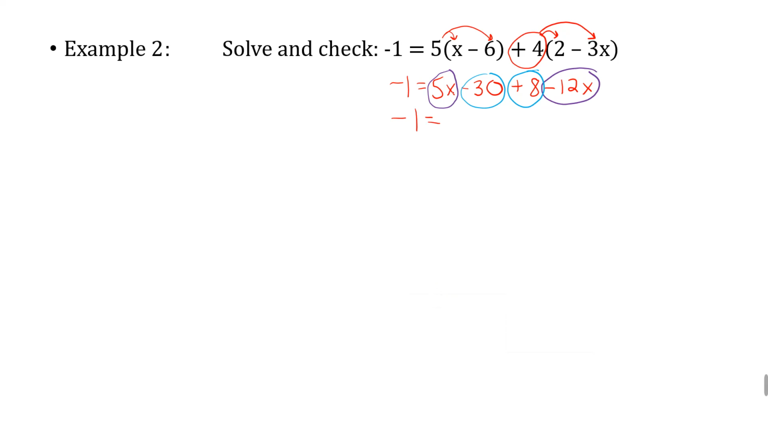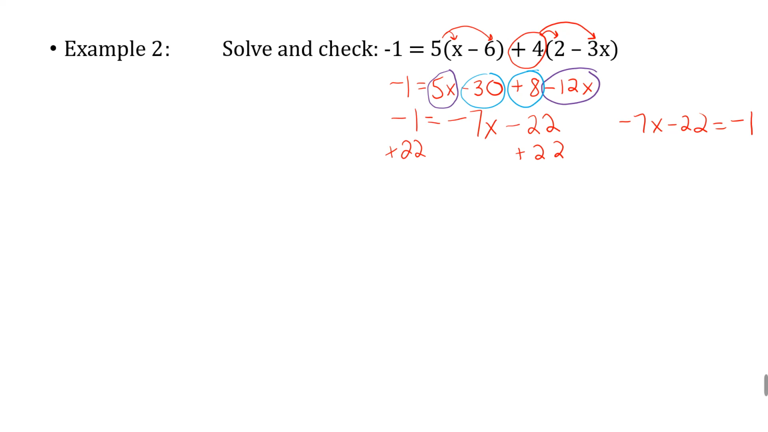Okay, so 5x minus 12x. Hopefully you're getting the hang of it. 5x minus 12x would be a negative 7x. And negative 30 plus 8 would be a minus 22. So I'm going to add 22 to both sides. If it bothers you to have the negative 1 on the left-hand side, you're welcome to rewrite this problem as negative 7x minus 22 equals negative 1.